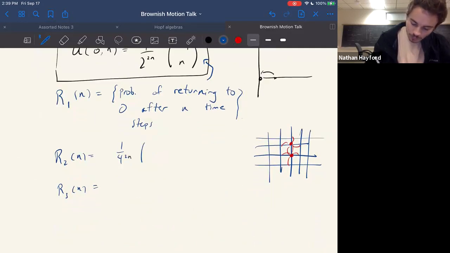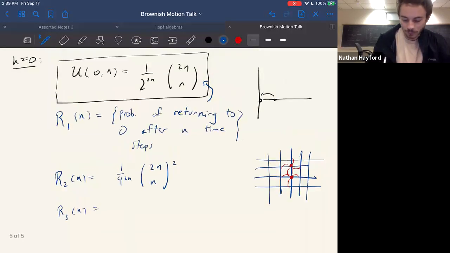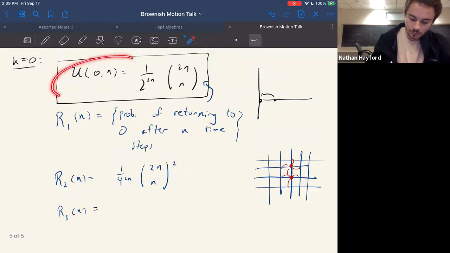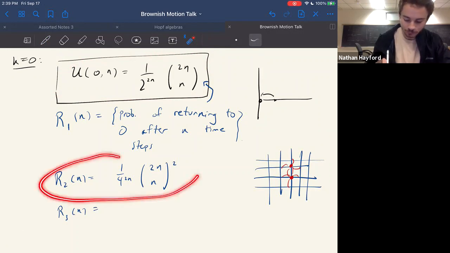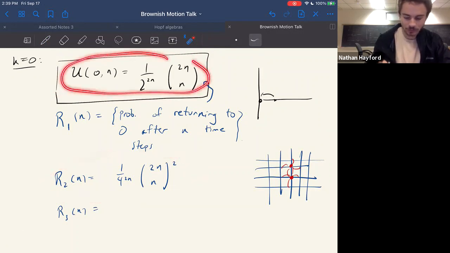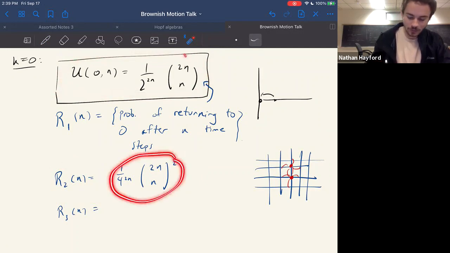1/4 to the 2n, 2n choose n squared. So, an interesting remark about this before I move on. How does it compare to the one-dimensional one? Any takers? How is the two-dimensional return probability related to the one-dimensional return probability? Well, it's fairly obvious. This is just the square of that, yeah? Looks like a square, exactly.